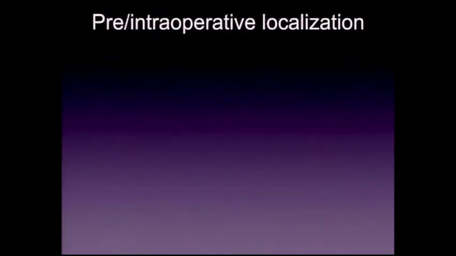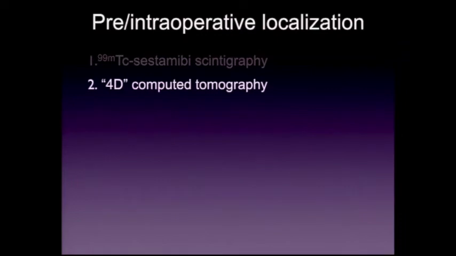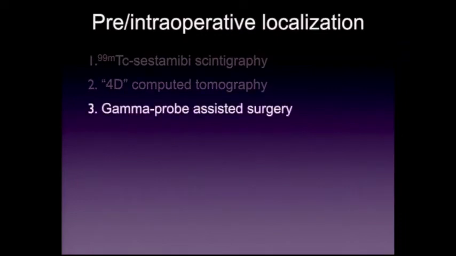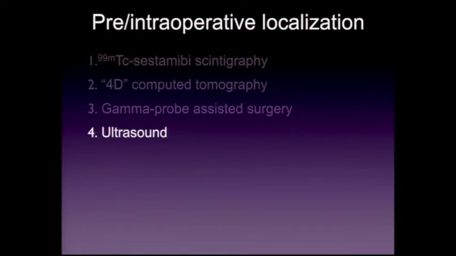Over the years, there's been a lot of interest in localizing the abnormal parathyroid gland or parathyroid glands preoperatively. And this can be done in a number of ways, including 99m technetium sestamibi scintigraphy, so-called 4D computed tomography, gamma probe-assisted surgery, and ultrasound, which of course will be our main topic for this lecture.